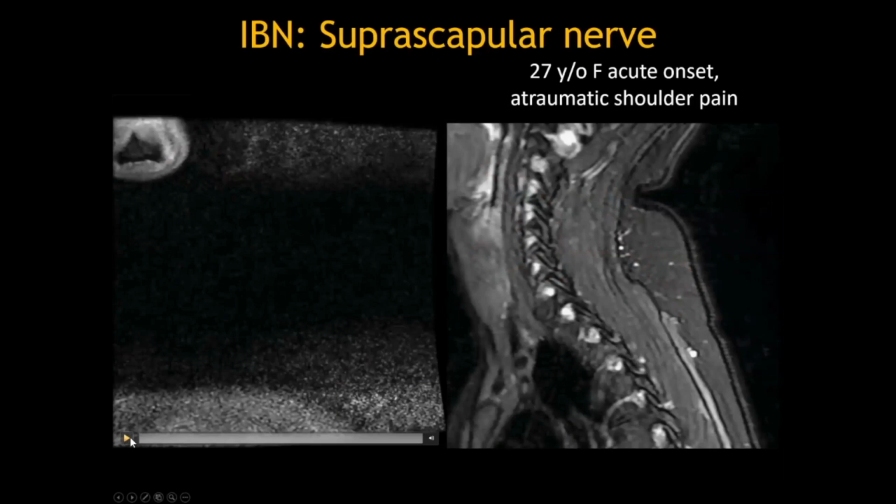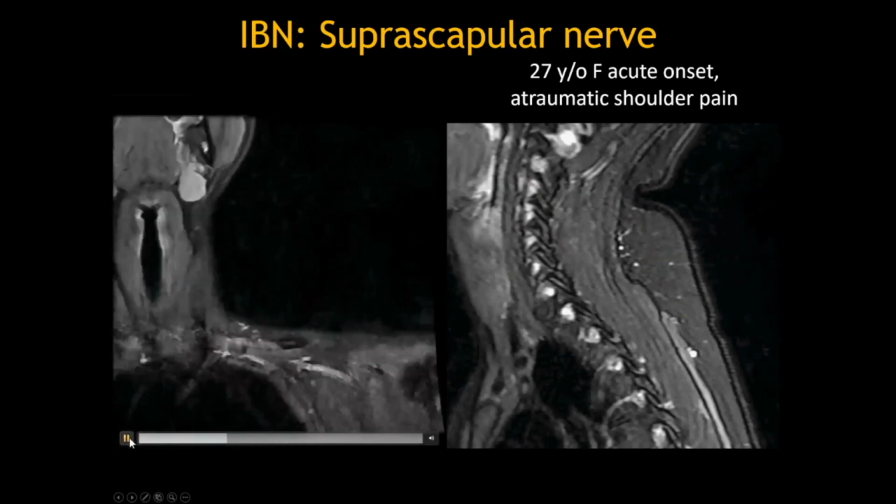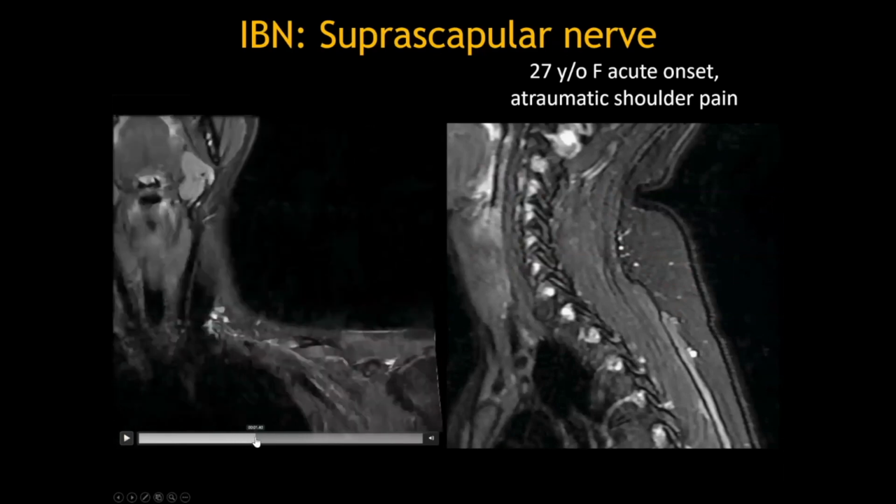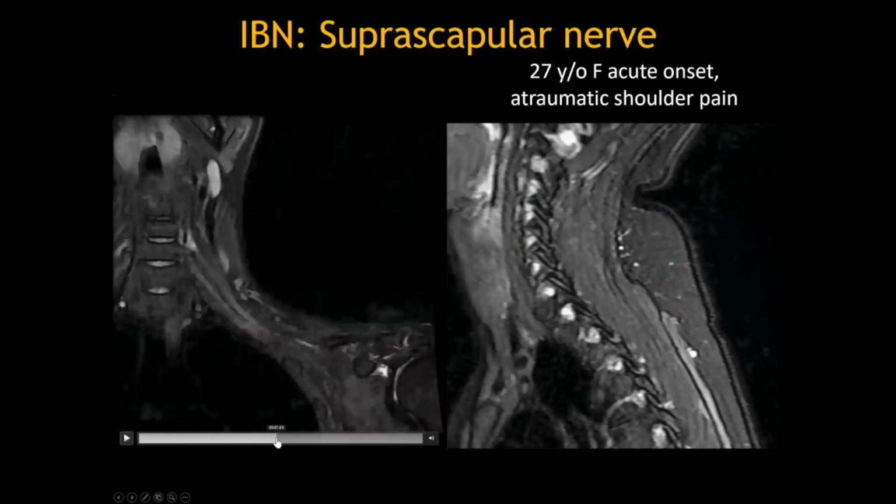Here's a patient who presented with classic Parsonage-Turner syndrome, presented with acute weakness followed by pain. And this patient actually recovered with a steroid taper. In the coronal small field of view images, you can identify the suprascapular nerve as it takes off from that superior trunk of the brachial plexus. And you can see that it's hyperintense compared to the other nerves.